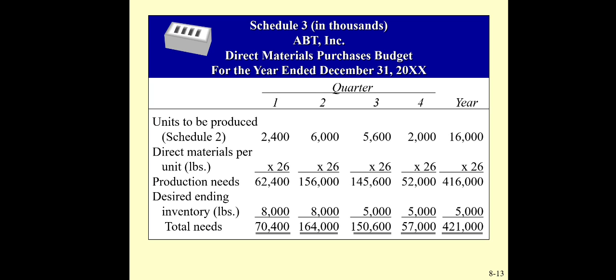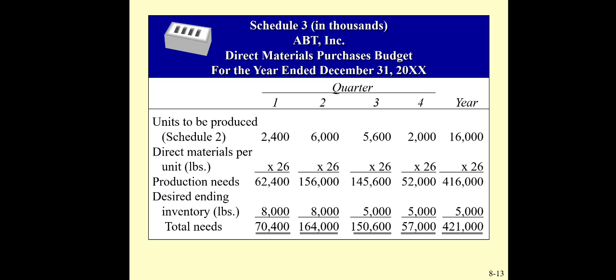The production needs is equal to, quarter 1, 62,400,000, quarter 2, 156 million, quarter 3, 145,600,000, and quarter 4, 52 million. Total for the year is 416 million. Okay, remember this.